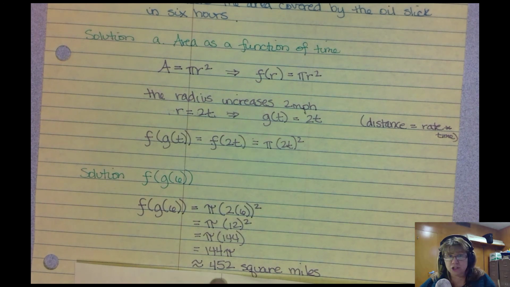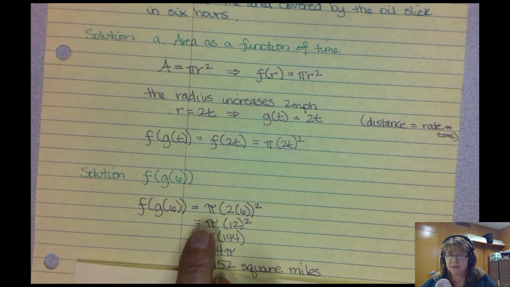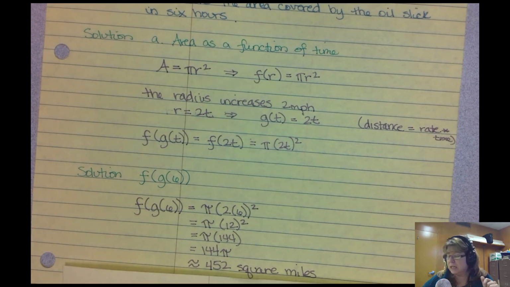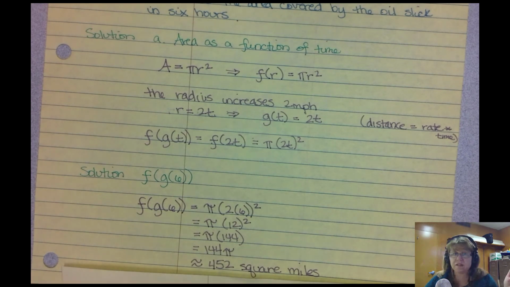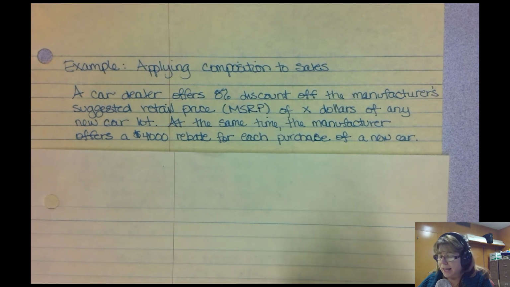And if you wanted to know what it would be after 3 hours, you can plug in a 3. 3 times 2 is 6. 6 squared is 36. 36 times pi is approximately 100 and something square miles. So you can figure out what it would be with just time now. You don't have to worry about what the radius of the circle was. I'm not going to go and measure it, but I know how much time elapsed. All right, so that's one application. Let's take a look at another example of applying this composition, but this time a car dealership.